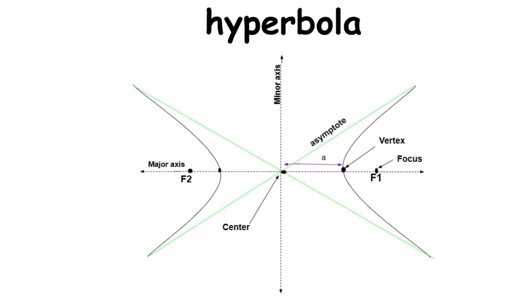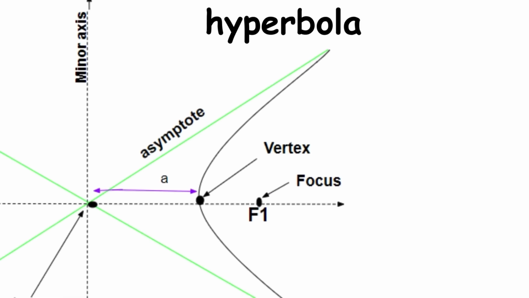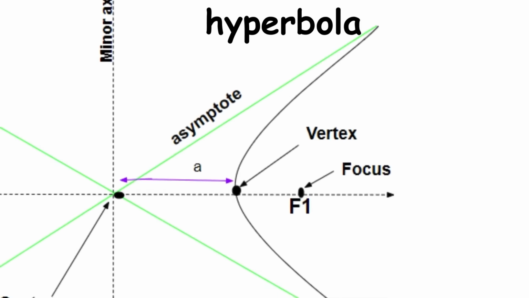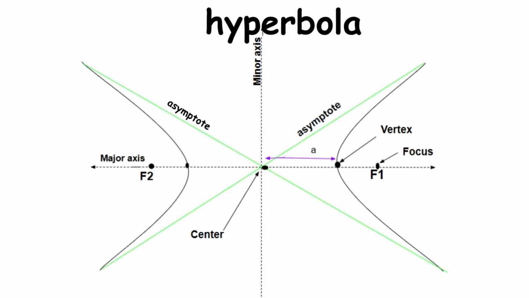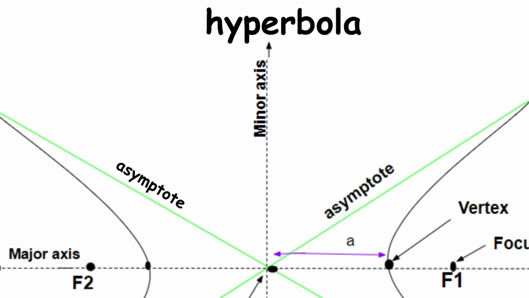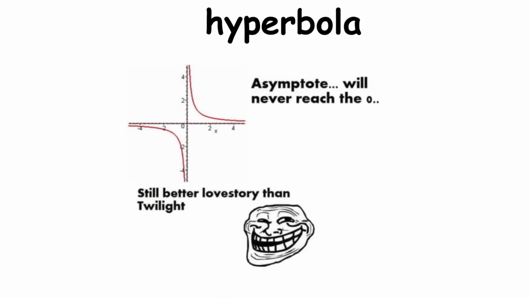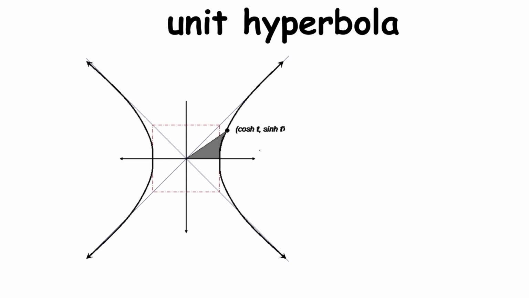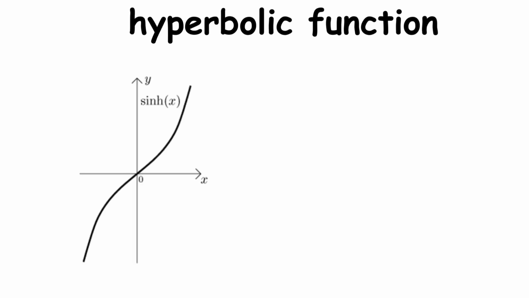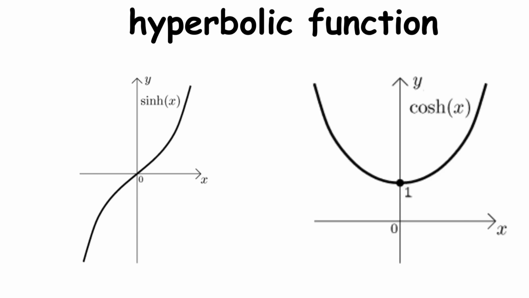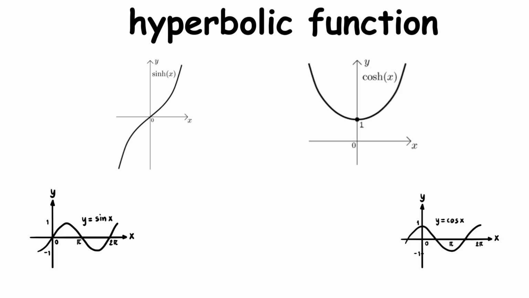The 2 points of the hyperbola closest to its center are called its vertices. The line segment between these vertices is called the transverse axis. The hyperbola has two asymptotes, where an asymptote is a line that you get closer and closer to as you approach infinity. The unit hyperbola is the hyperbola given by x squared minus y squared equals 1. It is the basis of the hyperbolic functions, hyperbolic sine, sinh, and hyperbolic cosine, cosh, which are analogous to the ordinary trigonometric functions.